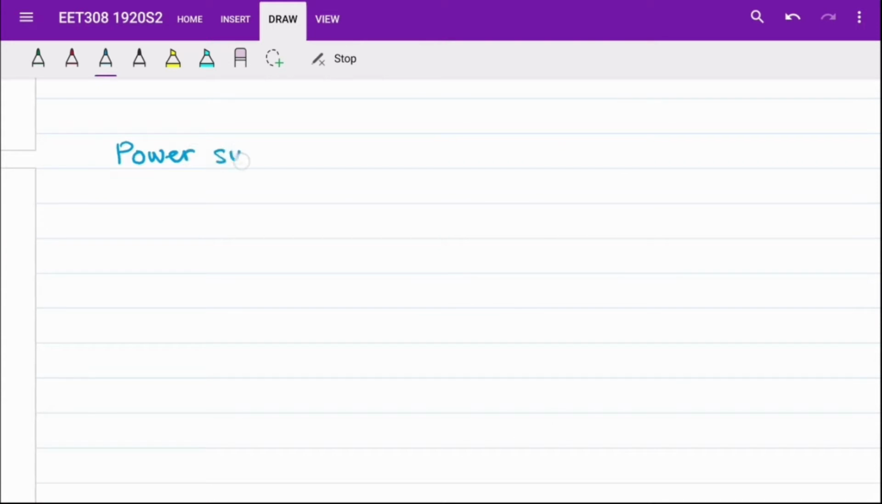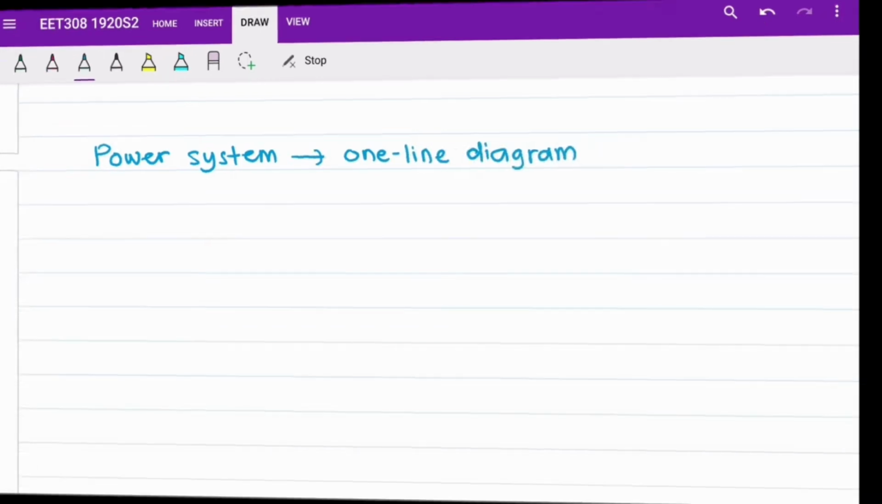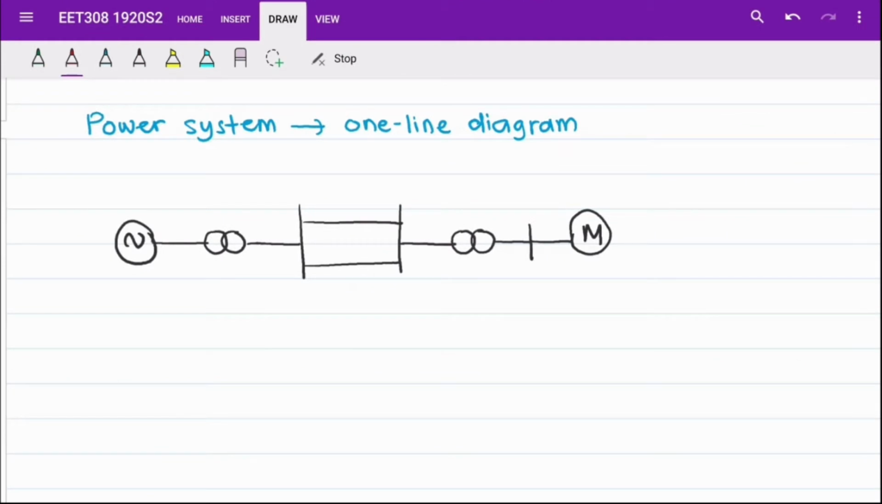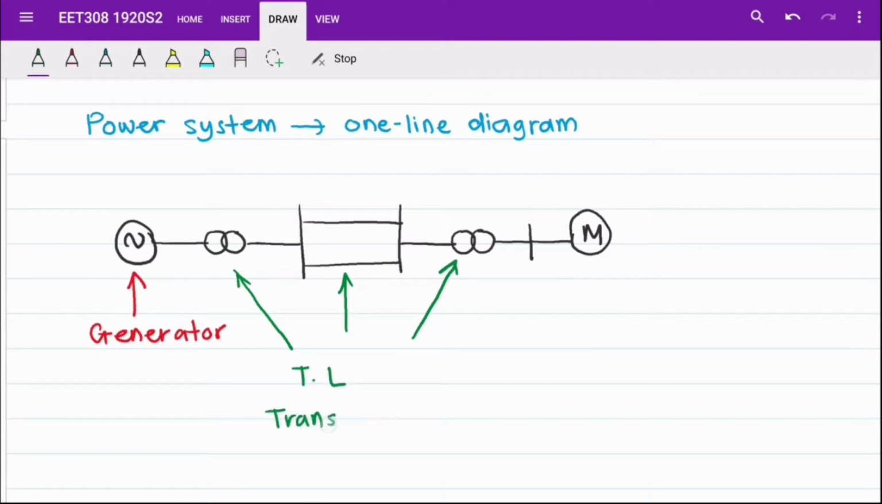In power systems, we use a one-line diagram to represent the network. By referring to the one-line diagram, the first part is a generator. The second part is the transmission line, including the transformers. And the third part is the load.